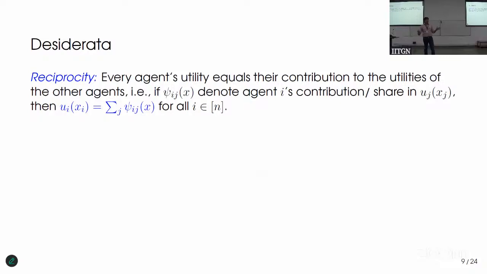Let's say that we have a function that can measure this. There are standard functions like Shapley shares that are used in machine learning to measure data quality, so we can think of psi_ij as something of that sort. Reciprocity means that the utility that agent i gets, u_i of x_i, should be equal to the sum of the contributions of this agent in all other agents' utility. You can replace the quantity with a greater than or equal to, and given the properties of the share function that I'm going to list right now, all the results will still go through.